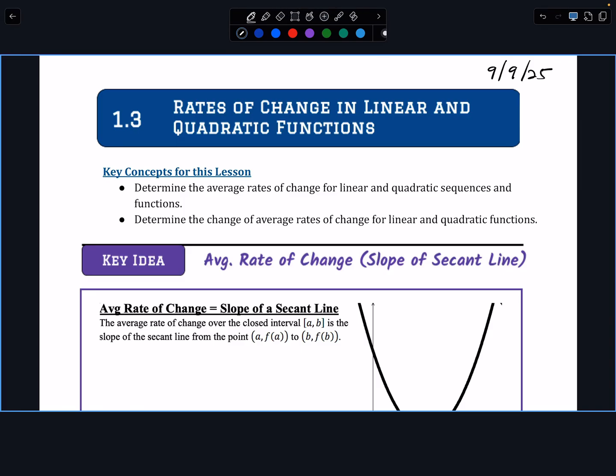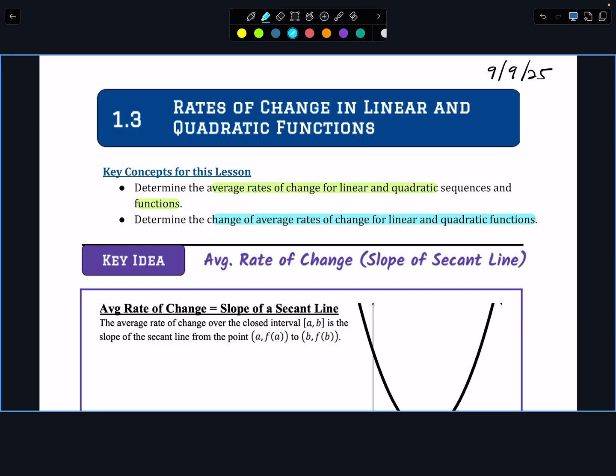So in this lesson, you guys will learn how to find the average rates of change only for linear and quadratic sequences and functions, but mainly functions. And then you guys will determine the rate of change. Average rates of change for linear and quadratic functions.